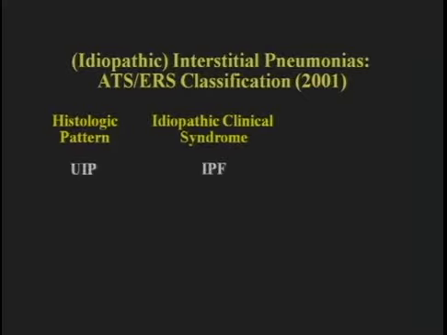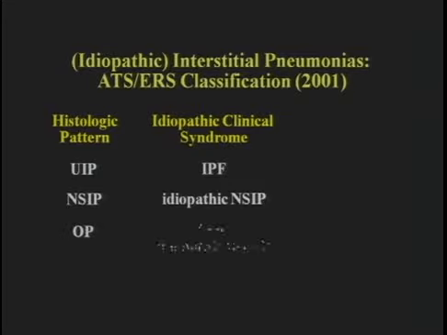The histologic pattern of UIP, when it is idiopathic, is called IPF, or idiopathic pulmonary fibrosis. The histologic pattern nonspecific interstitial pneumonia, when it is idiopathic, is called idiopathic NSIP. The histologic pattern organizing pneumonia, when idiopathic, is called COP, or cryptogenic organizing pneumonia, although sometimes in the US we refer to it as idiopathic BOOP. The histologic pattern desquamative, or DIP, desquamative interstitial pneumonia, when idiopathic, is just called DIP.